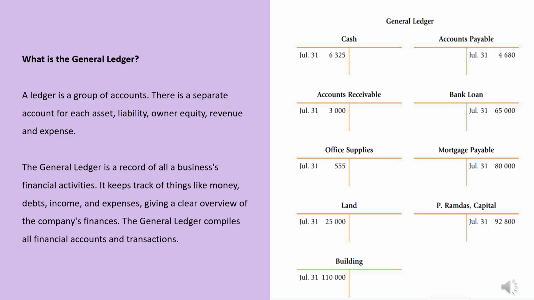What is the general ledger? A ledger is a group of accounts. There is a separate account for each asset, liability, owner equity, revenue, and expense. The general ledger is a record of all a business's financial activities. It keeps track of things like money, debts, income, and expenses, giving a clear overview of the company's finances. The general ledger compiles all financial accounts and transactions.